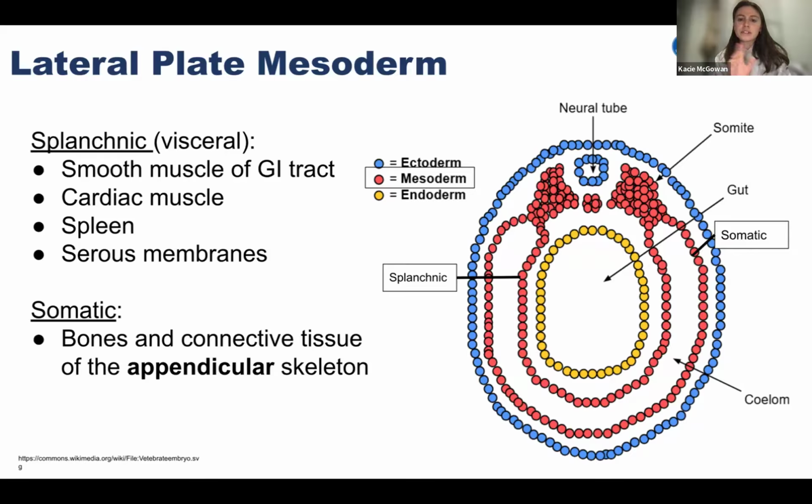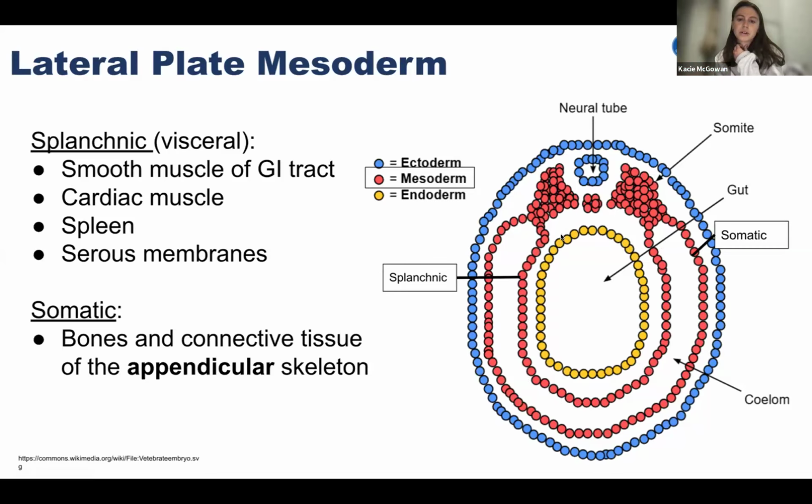And the splanchnic or visceral mesoderm is actually going to be located closer to the endoderm, in this innermost portion of the red mesoderm here, which I think is another good way to remember it, because it's a deeper structure of the embryo, just like these visceral organs are a deeper structure of the body compared to what the somatic mesoderm forms.